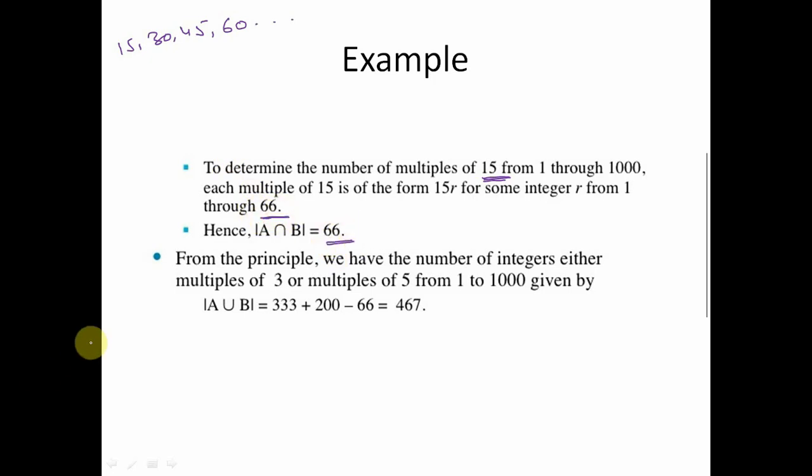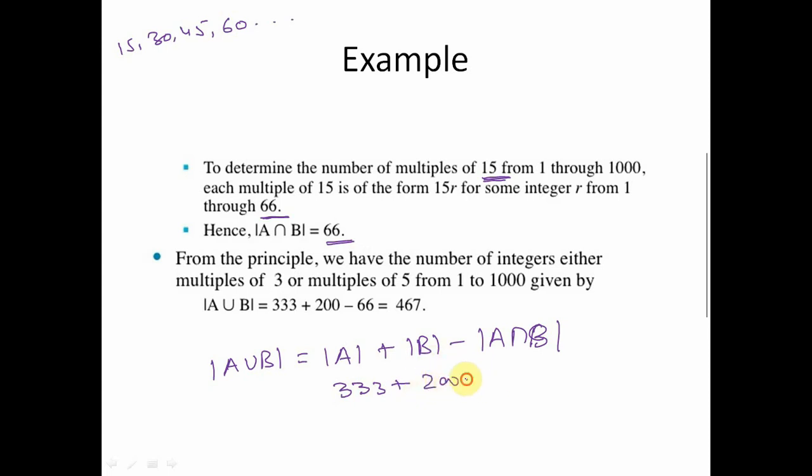Now, simply applying the principle of inclusion and exclusion, the cardinality of A union B is equal to cardinality of A plus cardinality of B minus cardinality of A intersection B. So the cardinality of A, that means the number of integers which are divisible by 3, is 333. The number of integers which are divisible by 5 is 200. The number of integers divisible by both 3 and 5, in other words divisible by 15, is 66. You calculate it, you get 467. That is the answer.